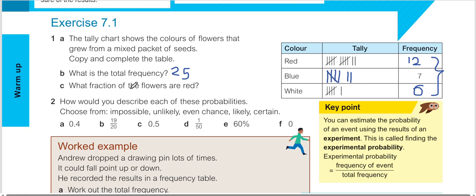What fraction of the flowers are red? 12 upon 25. How many red flowers are there? 12. Out of the total number of flowers, which is 25.